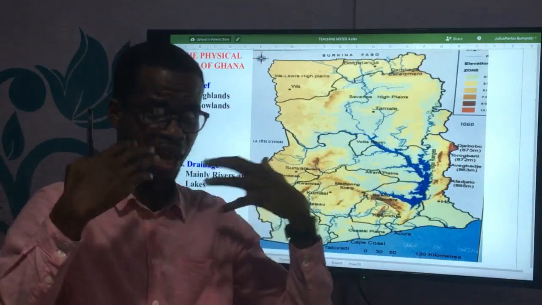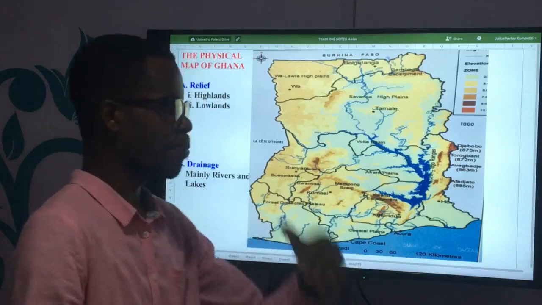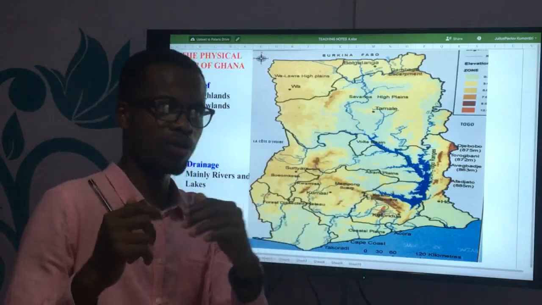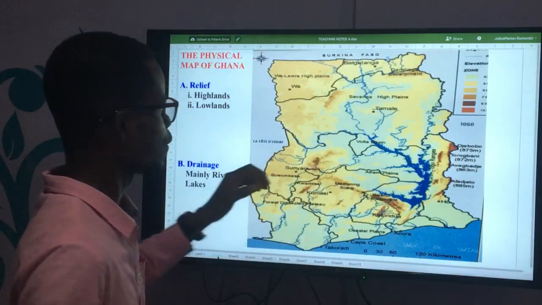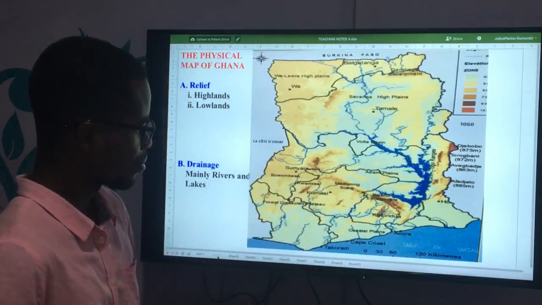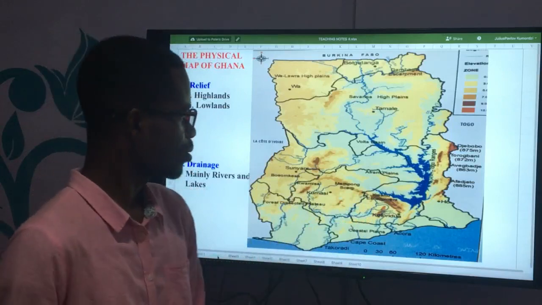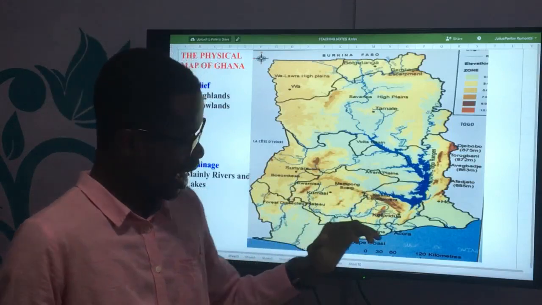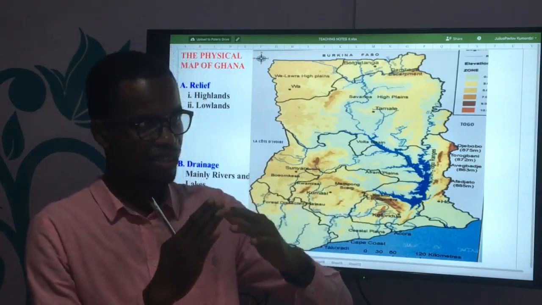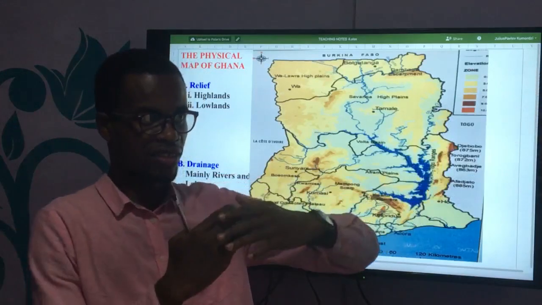That is when you are describing the height of a mountain, above sea level. Always remember that. Okay, so now let's look at our topmost highlands, the popular ones. They are found in a certain range.